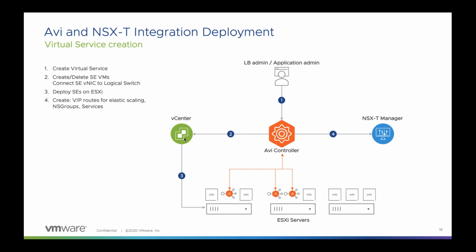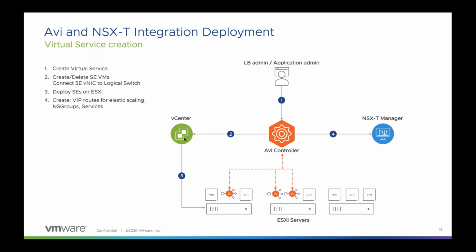Then whenever an application admin creates a new virtual service, a few things happen. The creation of the virtual service triggers the placement logic on the controller. It tries to see if there is a service engine already present. If it's present, it will place the VIP.